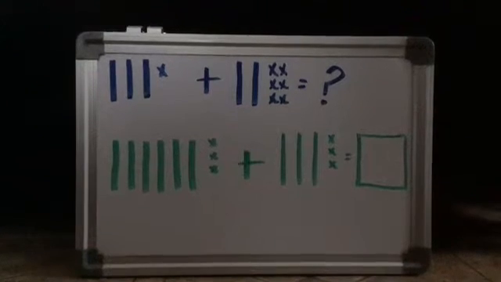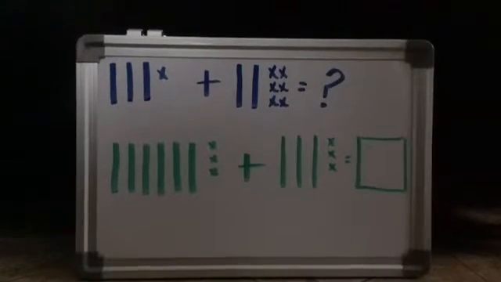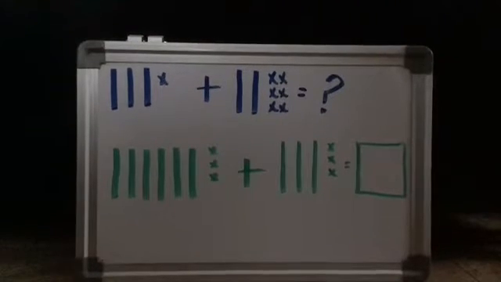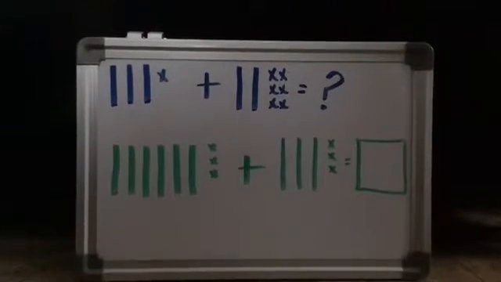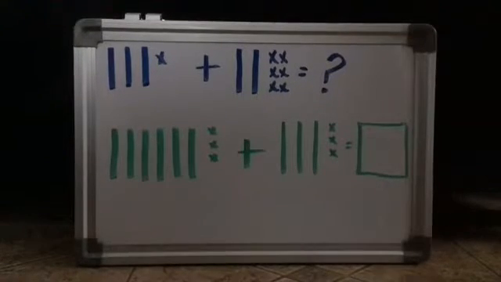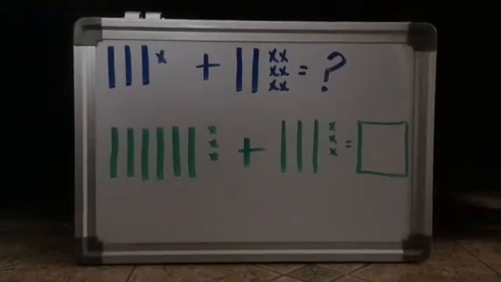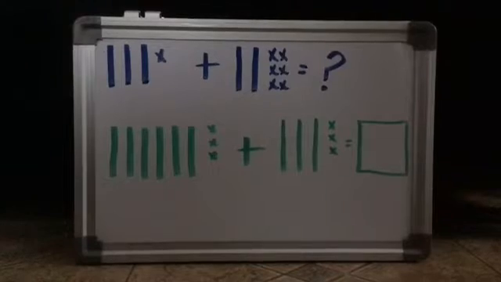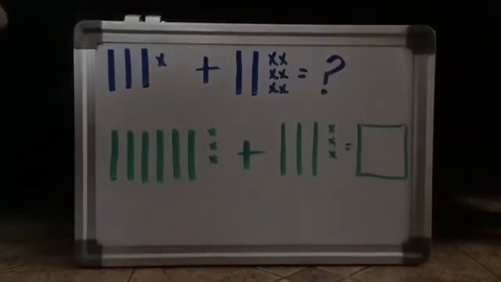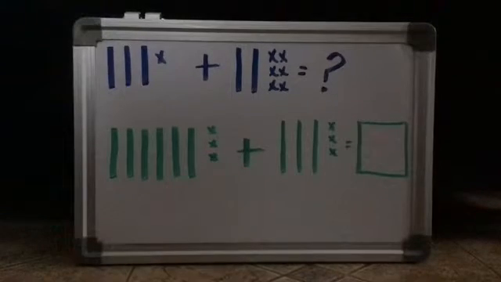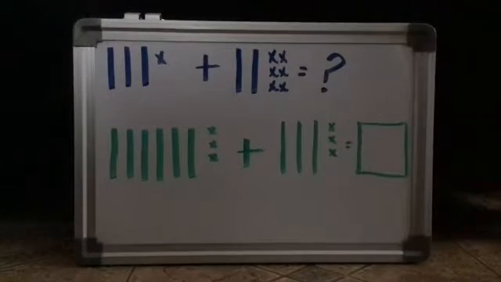Welcome back, friends. I hope you have your paper and pencil ready so that we can solve these two problems together. So we have the blue base 10 block problem and the green one. Let's look at the numbers represented by our blue base 10 block problem, this one up at the top. So what do we have? What is our addition equation?